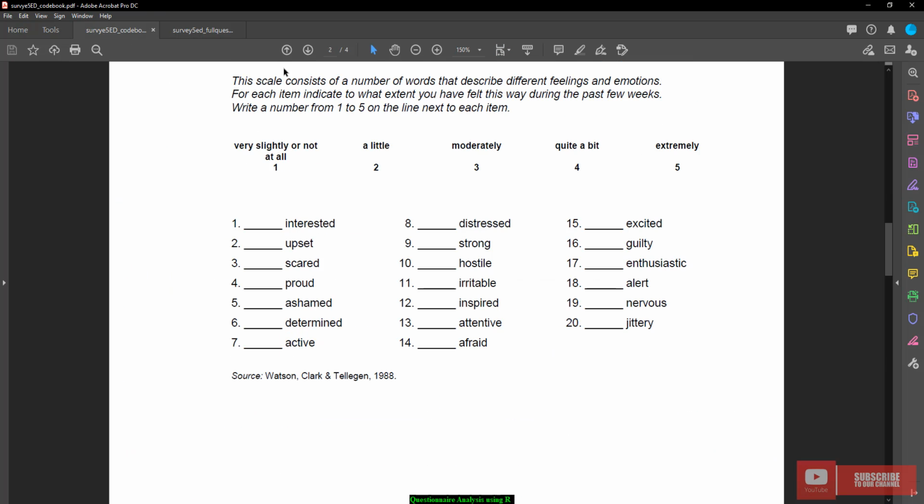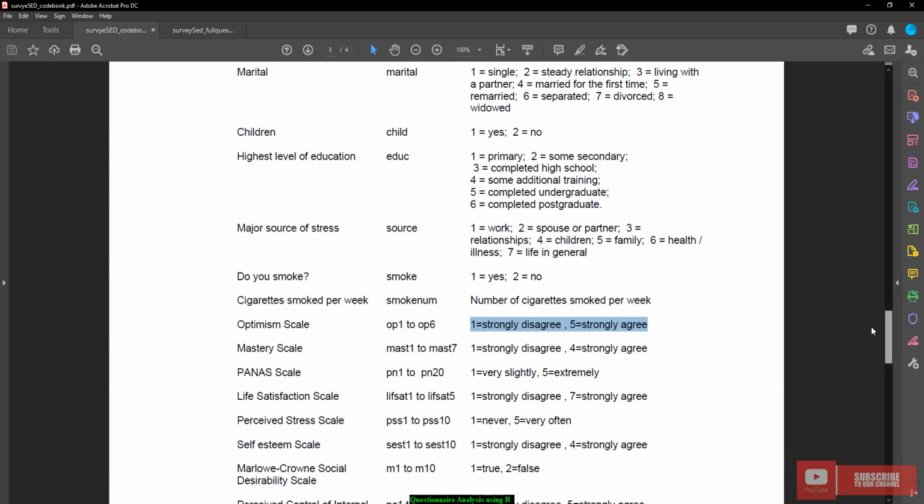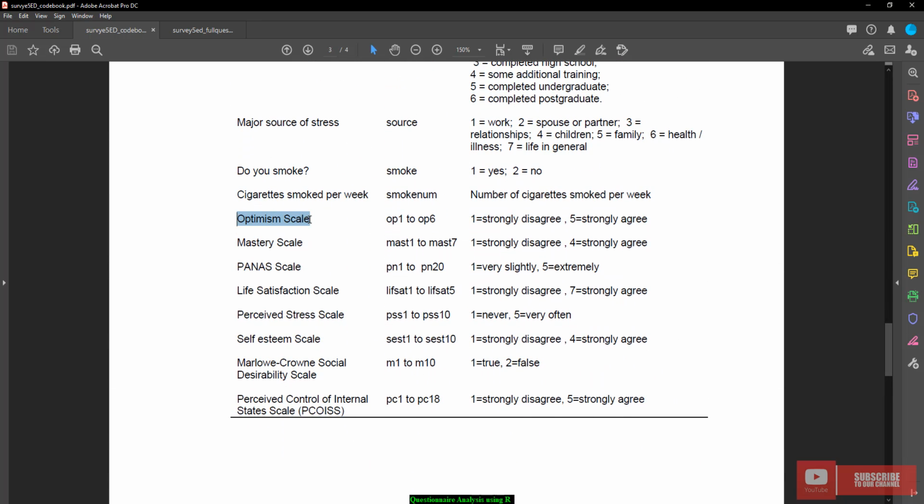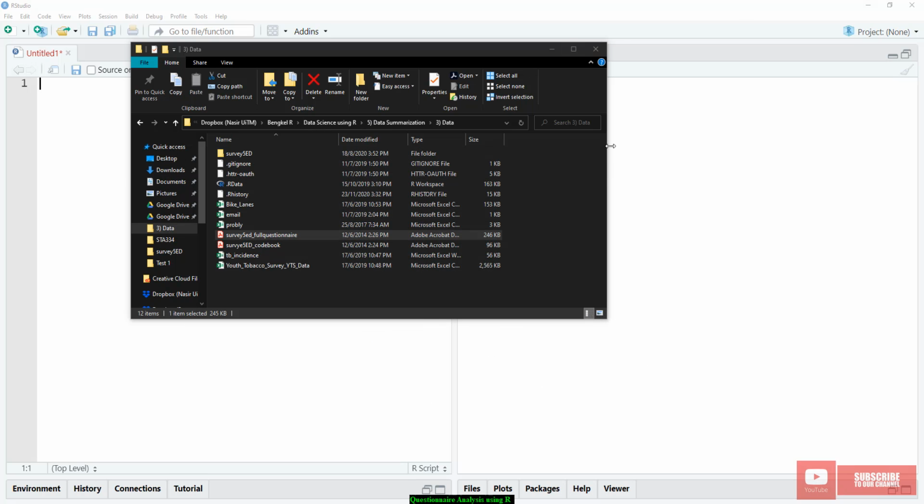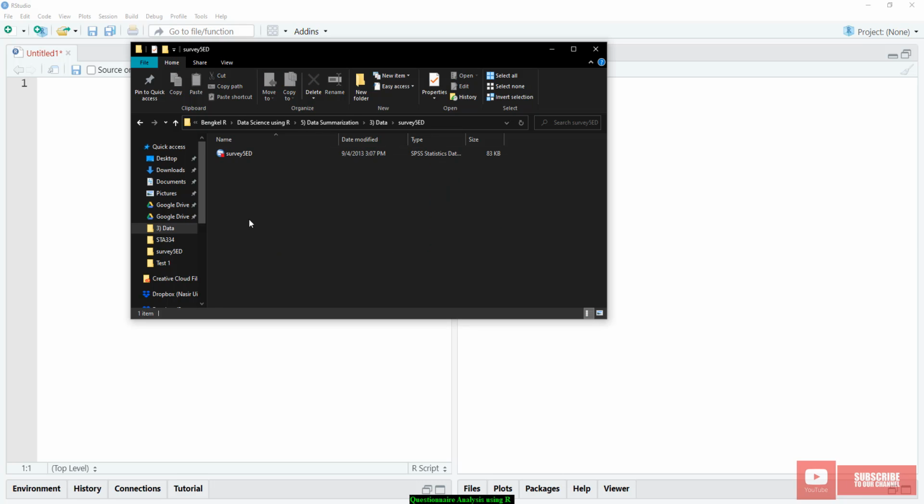So now, ada task kat sini. So, kita tengok codebook balik. So now, add the optimism scale, mastery scale, PANAS means positive and negative scale, life satisfaction scale, perceived stress scale, self-esteem scale. Yang ni kita akan skip dulu. Okay, now data set questionnaire tadi ada dalam folder ni, survey 5ED. This is SPSS data file.